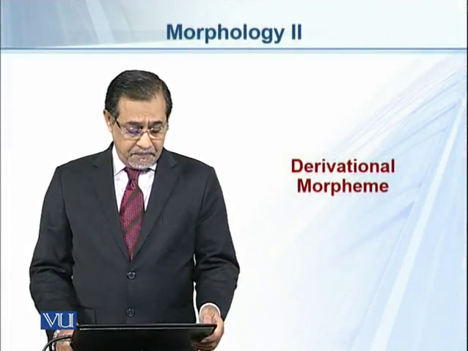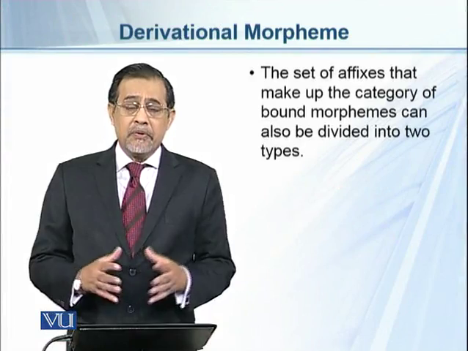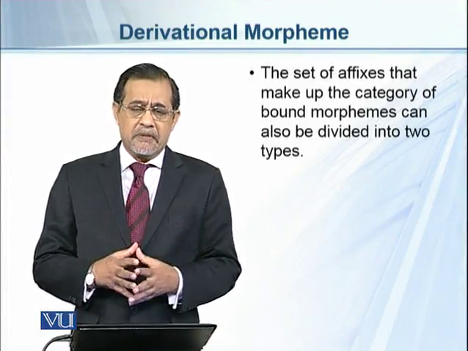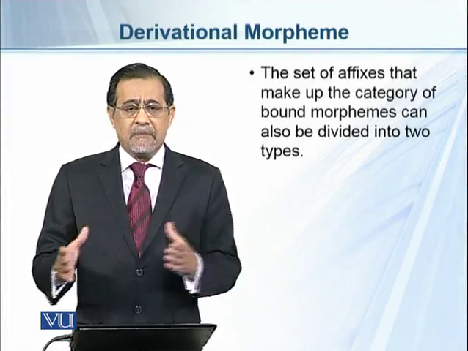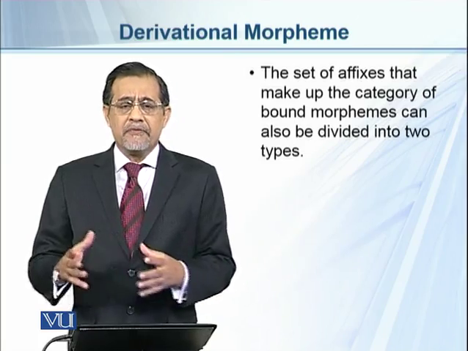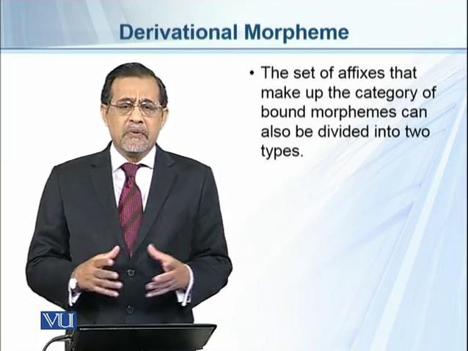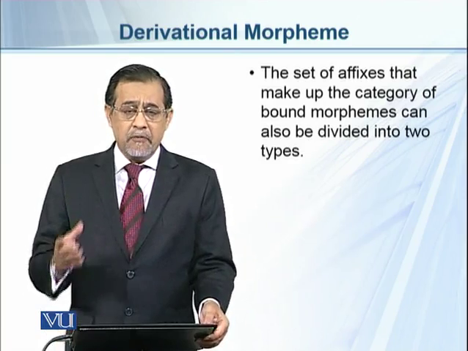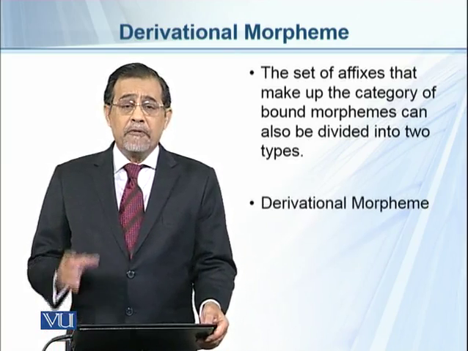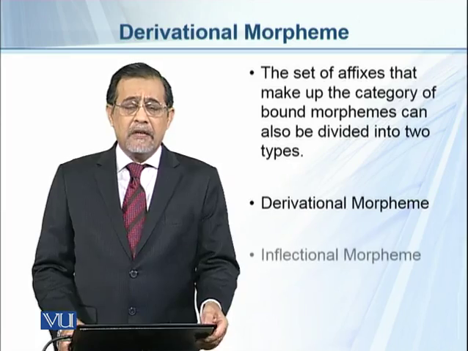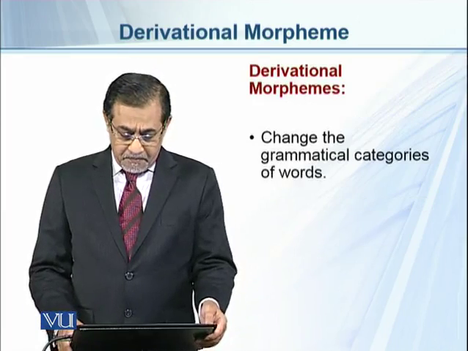Derivational morpheme. So the set of affixes that comes either before a stem or after a stem can be of two types. One is derivational morpheme and the other is inflectional morpheme.